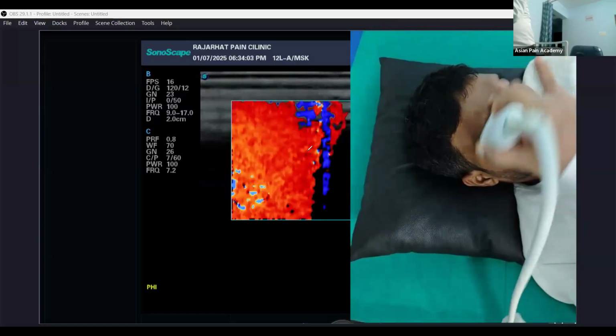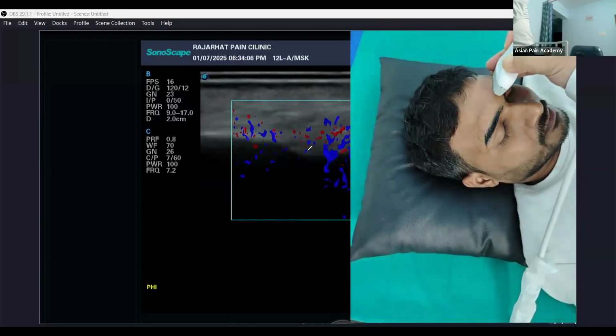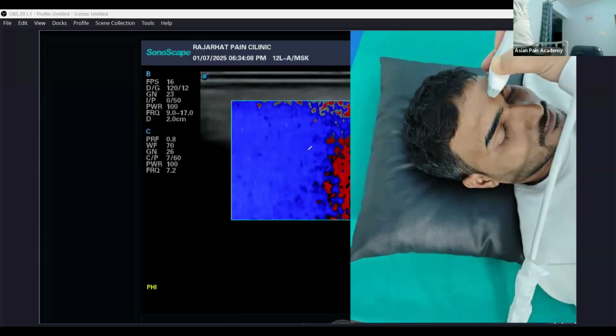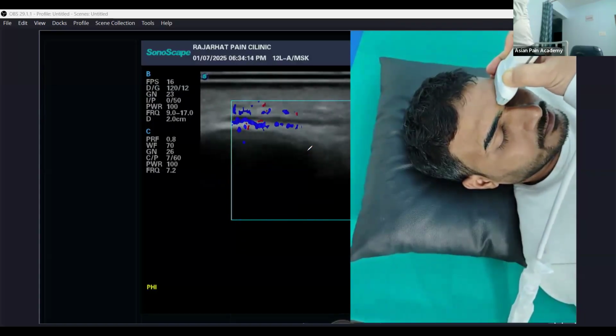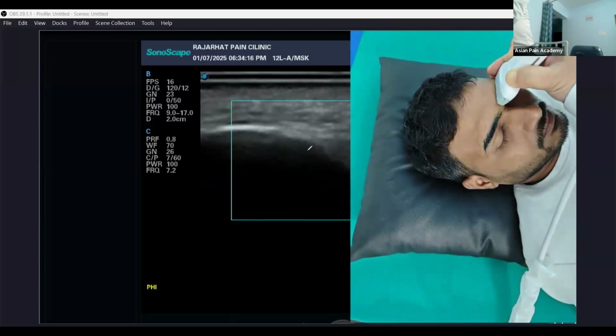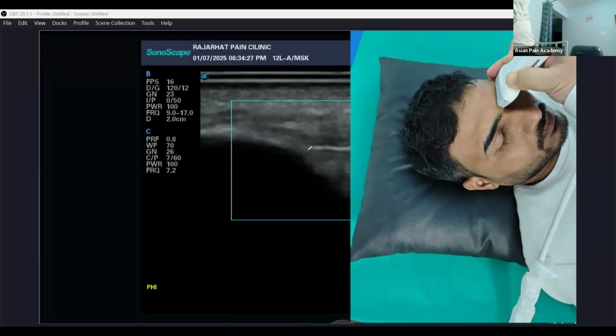Same thing on this side also. If I want to see this side, you can see the cortex is a single line, and gradually when I come down, this is the location of the supraorbital nerve on this side.